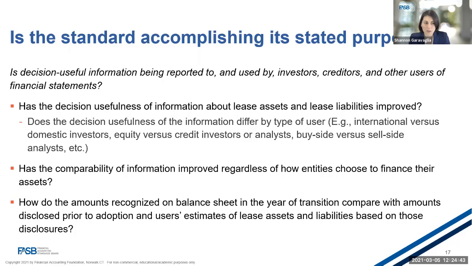Next, we're interested in whether the comparability of information has improved regardless of how entities choose to finance their assets. So again, increased comparability was one of the stated purposes of the standard, and has that been met here? And then last, how do the amounts that are recognized on the balance sheet in the year of transition compare with the amounts that were disclosed prior to adoption and users' estimates of leased assets and liabilities based on those disclosures? So Chris talked about some of the adjustments that users were making to try and estimate these things. How does that compare to the actual amounts that we're seeing recognized on the balance sheet now?